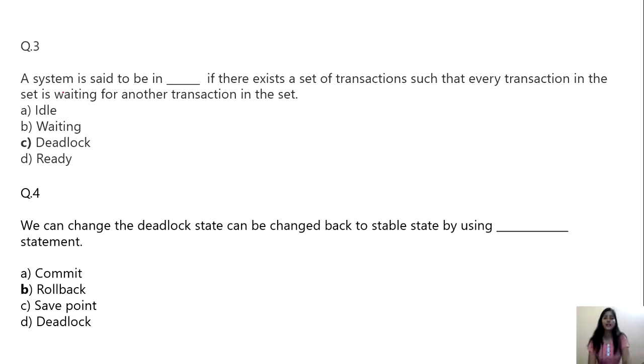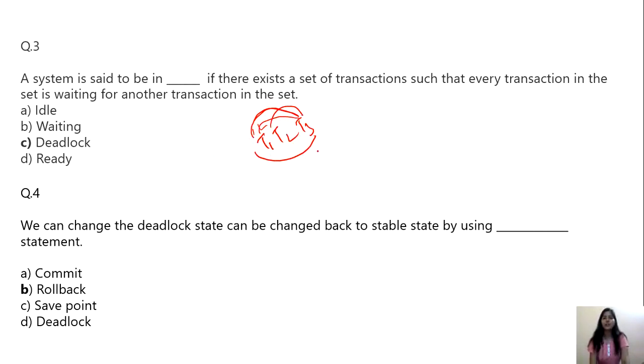The next question is, a system is said to be in dash if there exists a set of transactions such that every transaction in the set is waiting for another transaction in the set. So this is the condition of deadlock. Deadlock occurs when a set of transactions, suppose we have transactions T1, T2, T3, is waiting for another transaction in the set: T1 is waiting for T2, T2 is waiting for T3, T3 is waiting for T1, and this is how it goes. So this condition leads to deadlock.